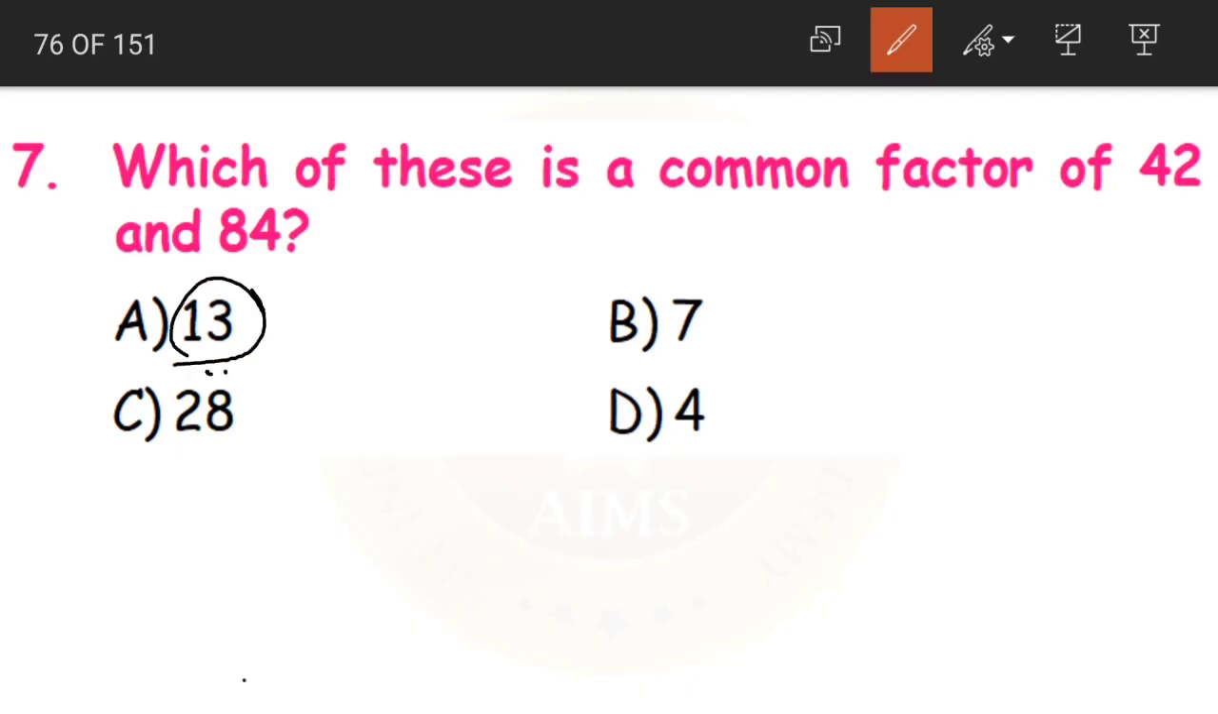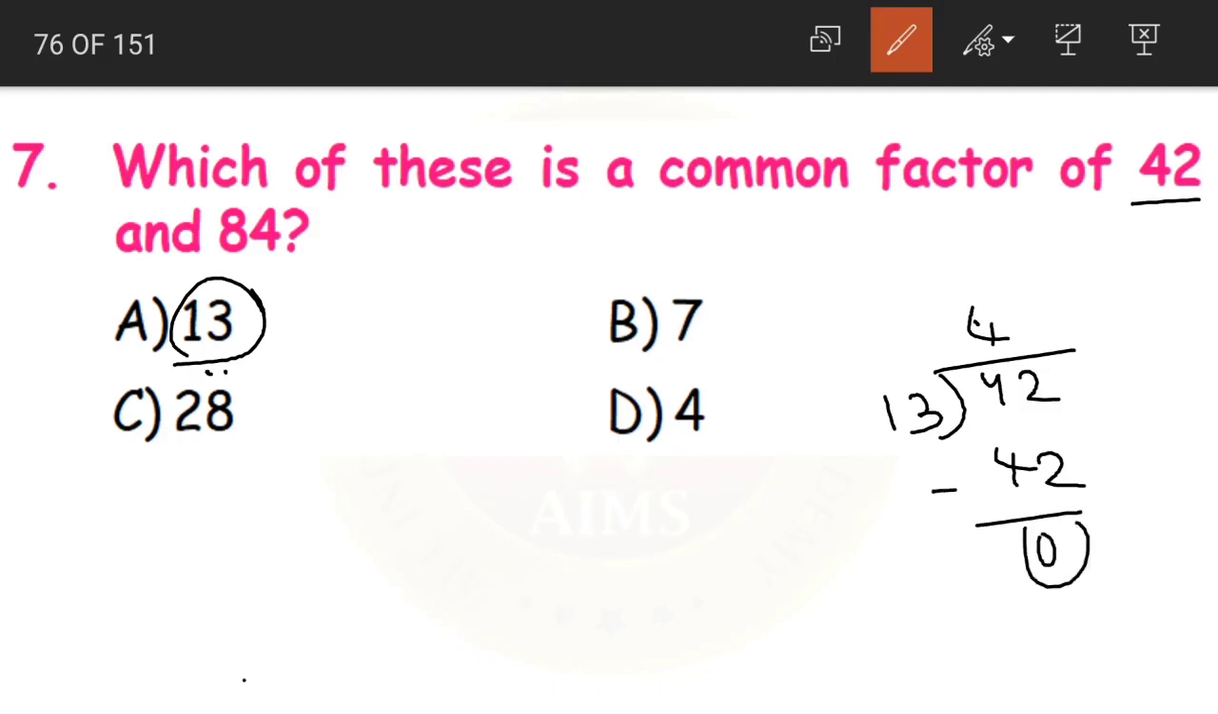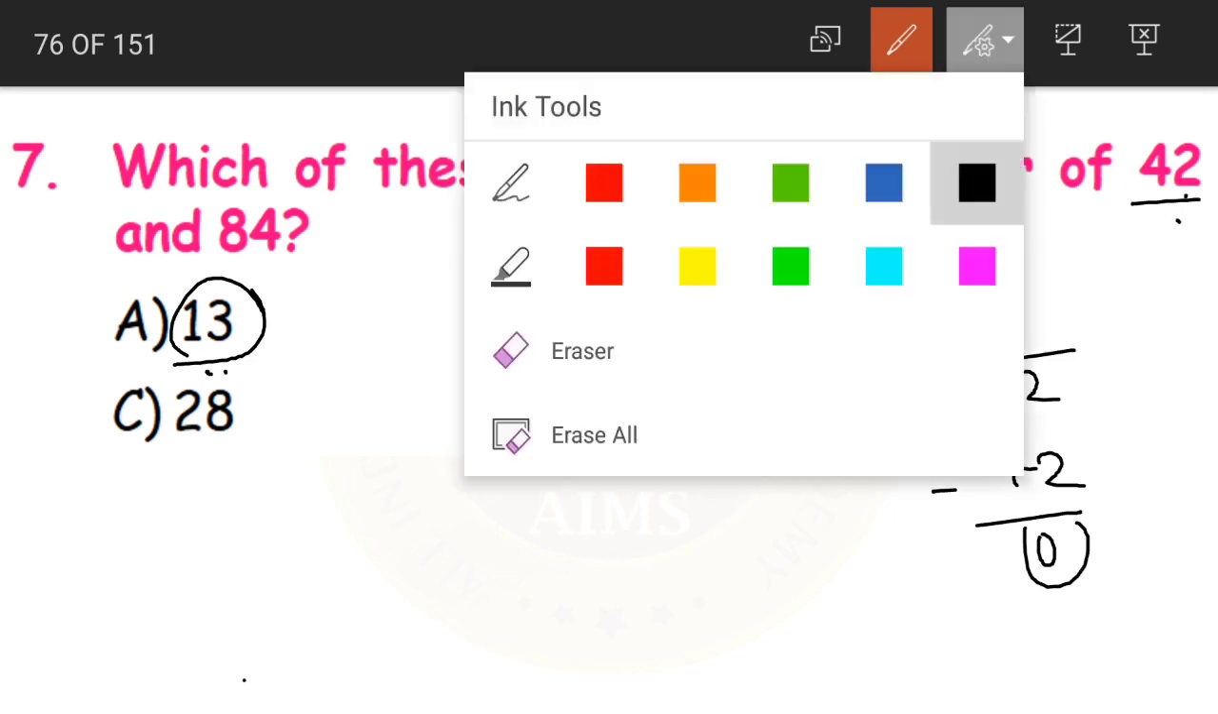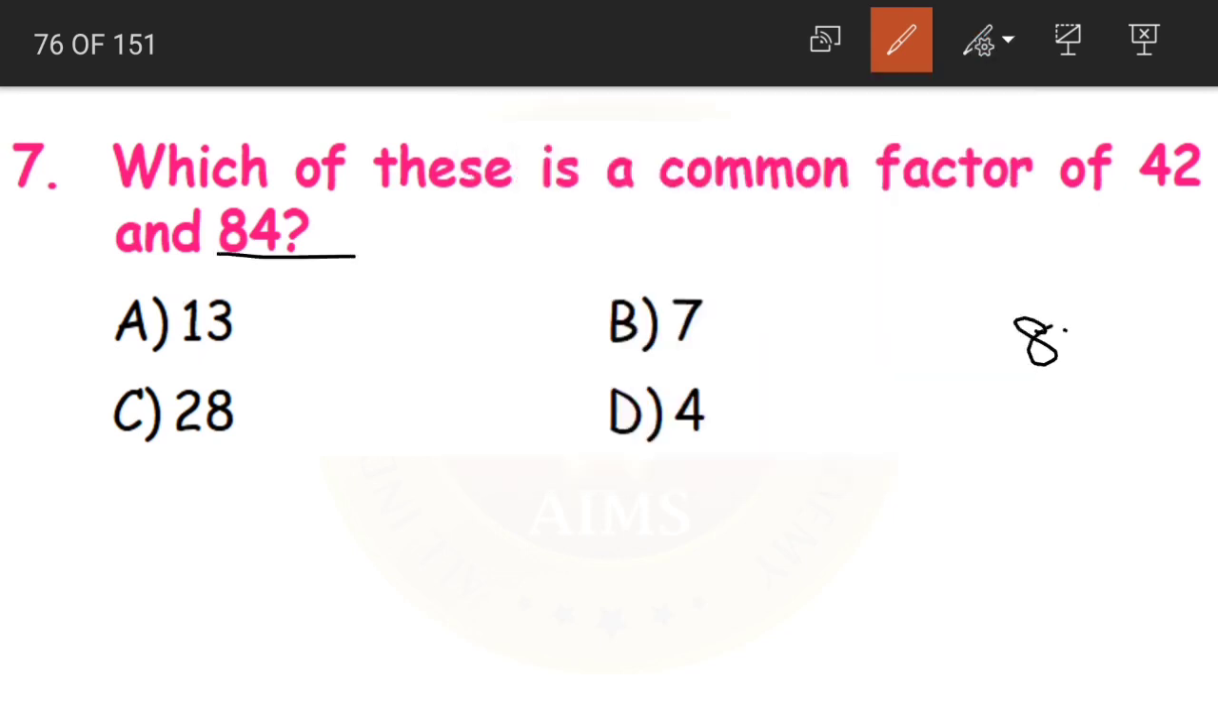Option A is 13. So first divide 42 by 13. Yes children, we have 13 fours are 52, and when we subtract, the remainder is not 0. Now coming to 84. 84 is not completely divisible by 13. So 13 is not a common factor for 42 and 84.